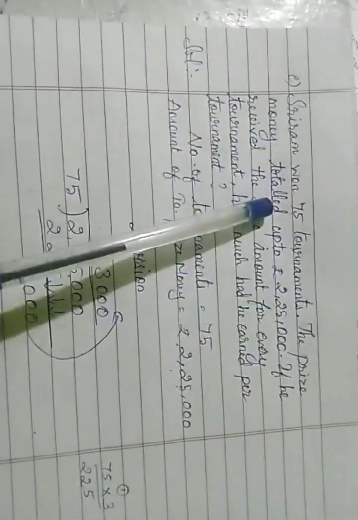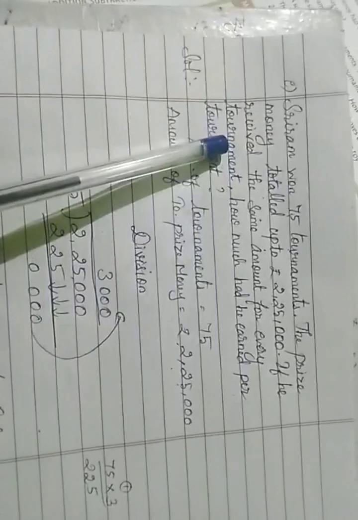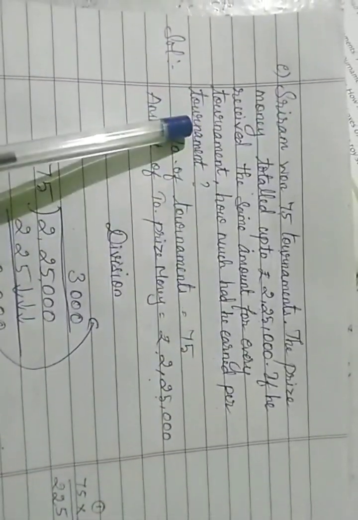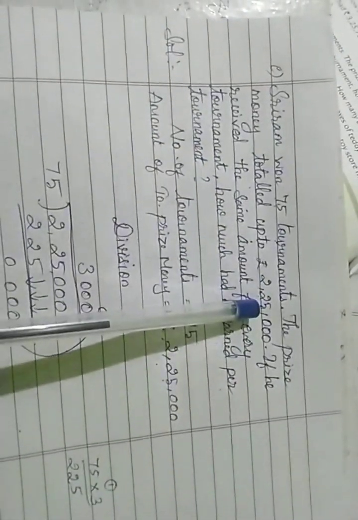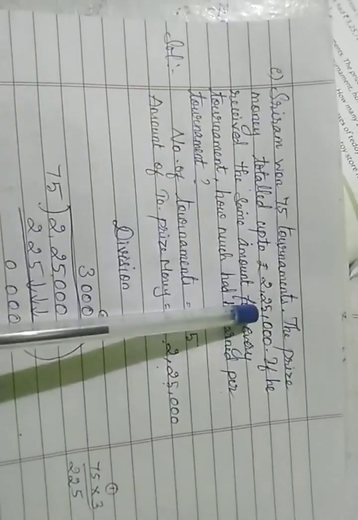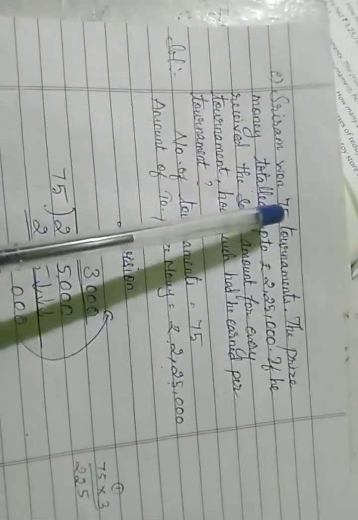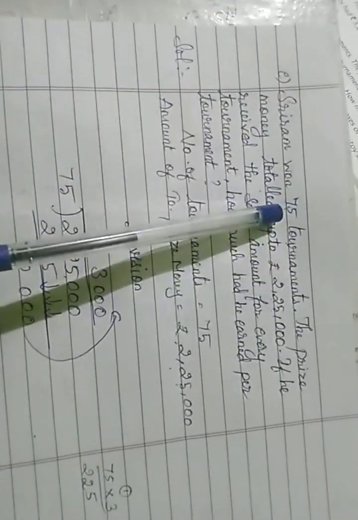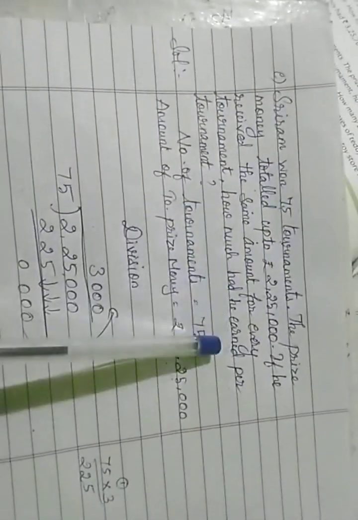Now Sriram won 75 tournaments. The prize money totaled up to 2,25,000. If he received the same amount for every tournament, how much had he earned per tournament? So read the question carefully. What have they given? They have given the total amount of money, that is rupees 2,25,000. Then how many tournaments he had won? That is 75 tournaments. So you are going to find how much he earned per tournament.